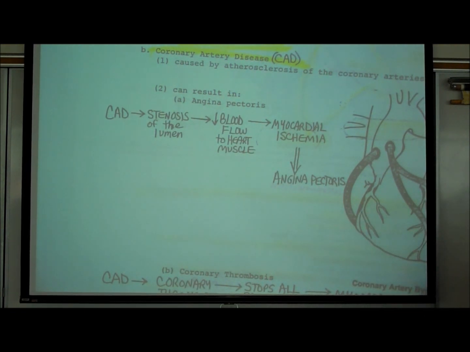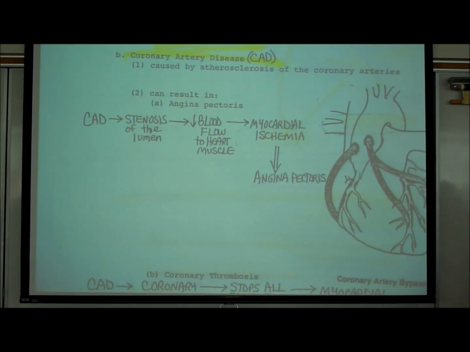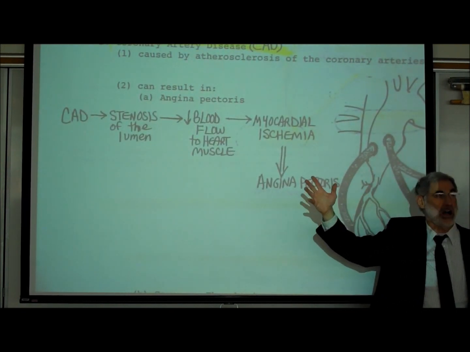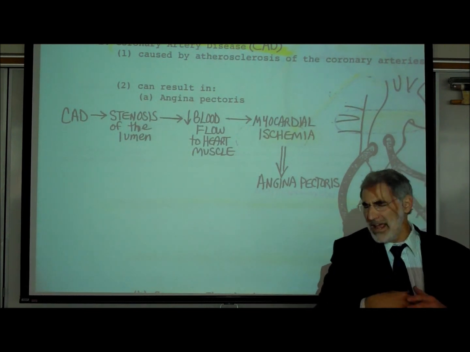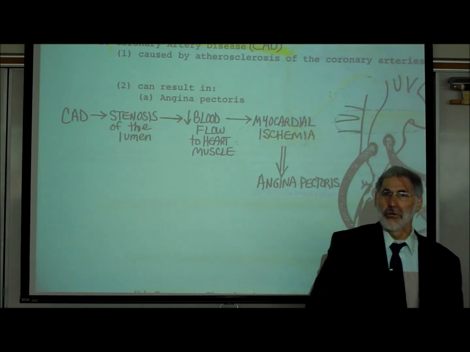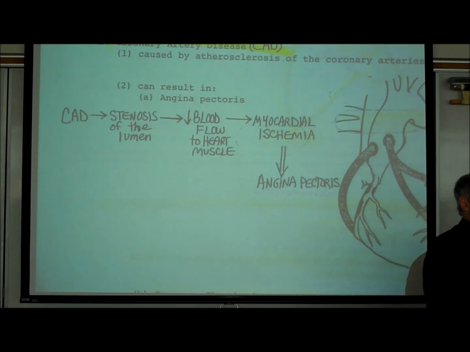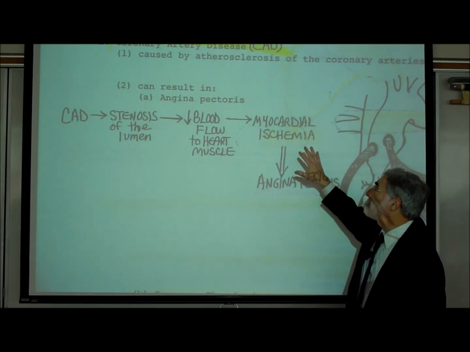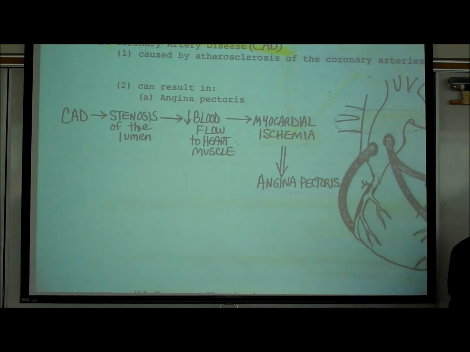Some part of the heart muscle is getting less oxygenated blood than normal. When a tissue isn't getting enough oxygen, the word that we use is ischemia. Ischemia means not enough oxygen. We can use that term for any tissue of the body: renal ischemia, hepatic ischemia, cerebral ischemia. This is myocardial ischemia, heart muscle ischemia.